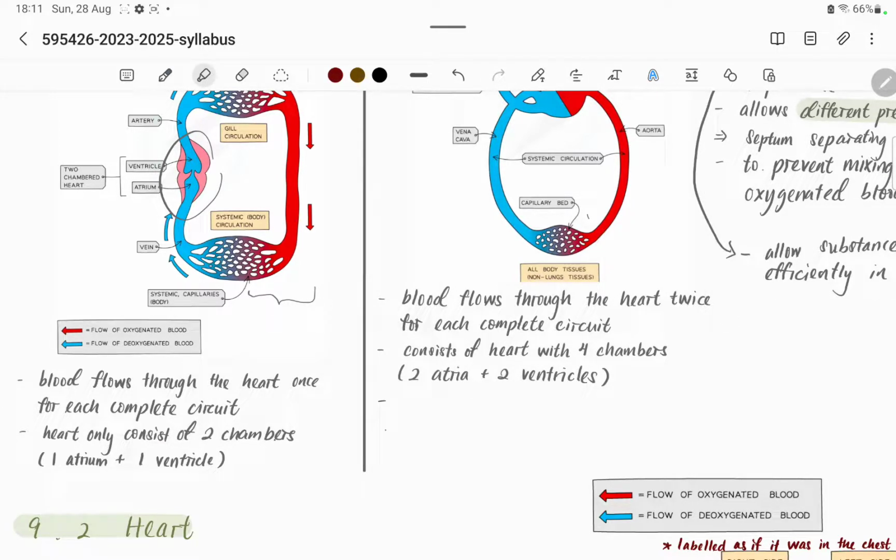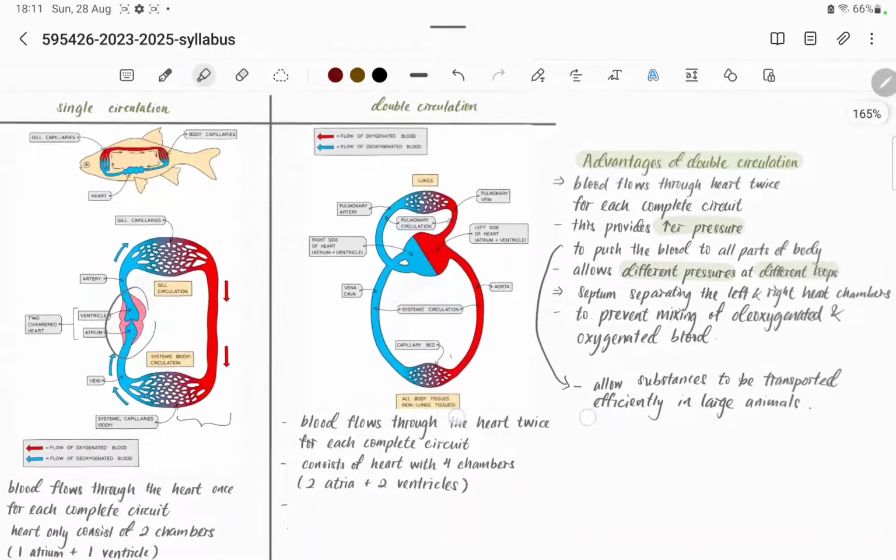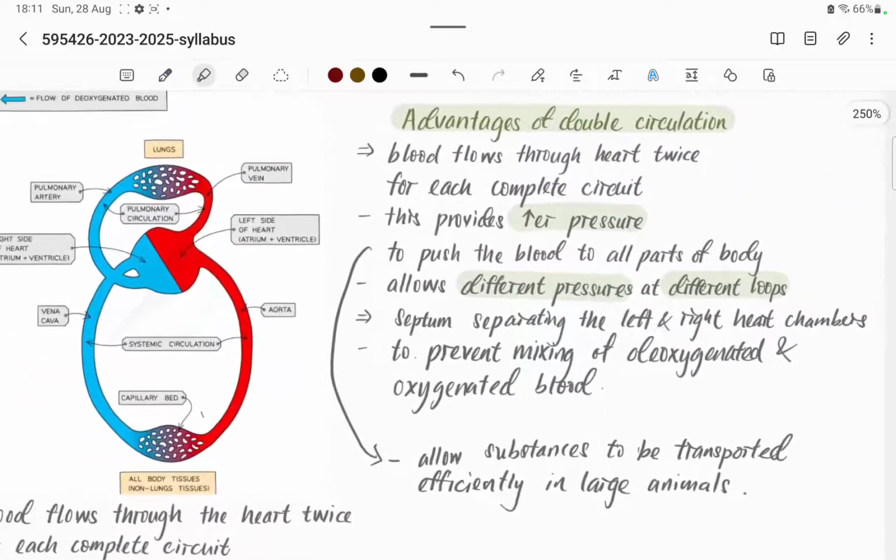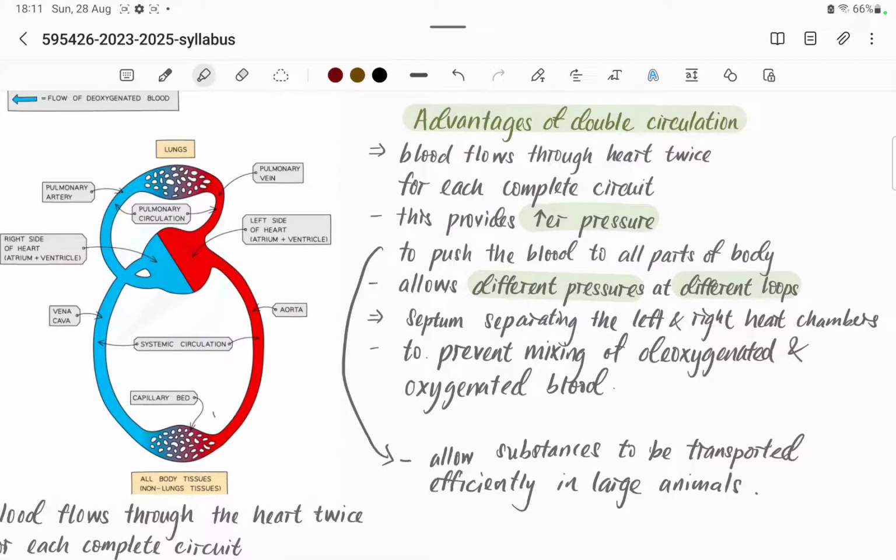Okay, the exam might also ask: we have double and single circulation, but why is double circulation better? So these are the advantages of double circulation. First, the blood flows through the heart twice for each complete circuit. The heart is a pump, so when you pump 2 times, it's always better than when you pump 1 time. Pumping 2 times provides larger pressure, so the blood can be pushed to all parts of the body.